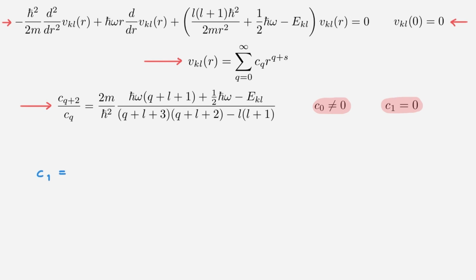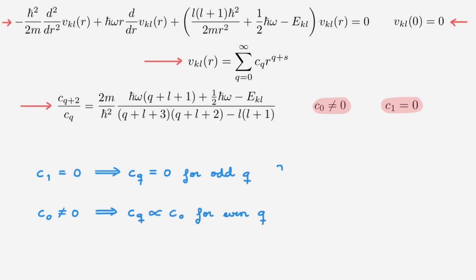As C_1 is 0, and the recurrence relation relates expansion coefficient C_q with C_{q+2}, then we can conclude that C_q will vanish for all odd q. As C_0 is non-zero, in general, we will have non-zero coefficients with even q, and we'll be able to write all of them as proportional to C_0. This means that we will be able to write the full power series in terms of the C_0 expansion coefficient. And finally, we will be able to fix C_0 itself by normalizing the resulting wave function.